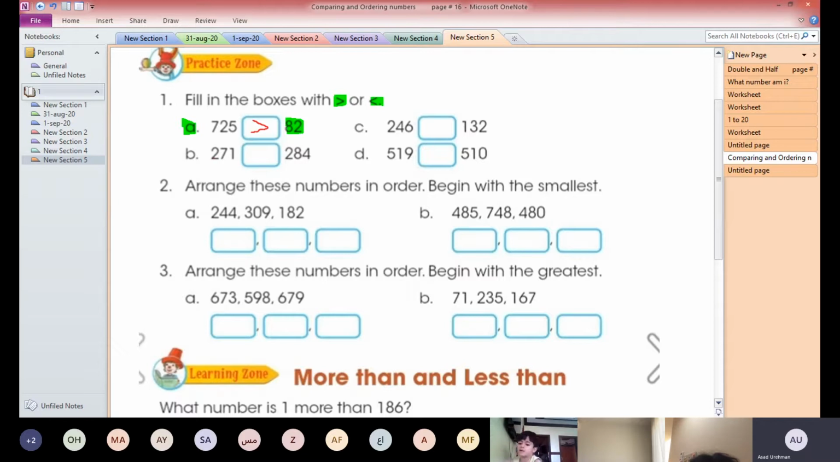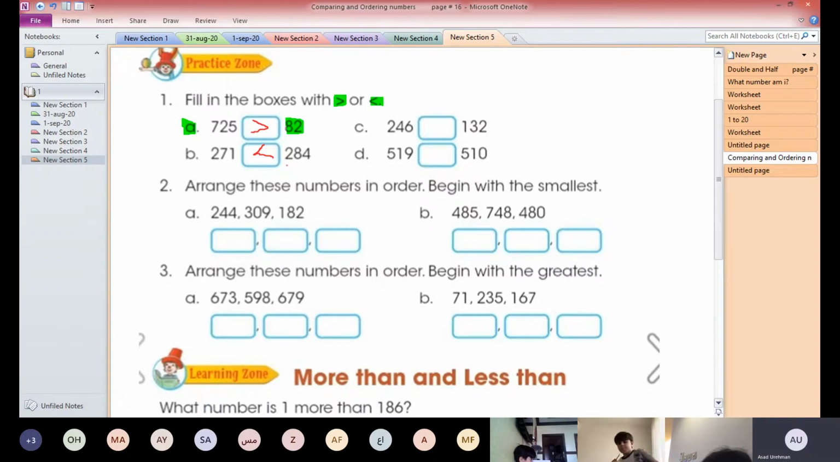How many hundreds are there? I will check first. 200 here, 200 here. Hundreds are the same. So I will check now the tens place. In 271 there are 7 tens, but in 284 there are 8 tens. So 8 is greater than 7. That's why I will open its mouth here like this. And I will say 271 is less than 284, or 284 is greater than 271.